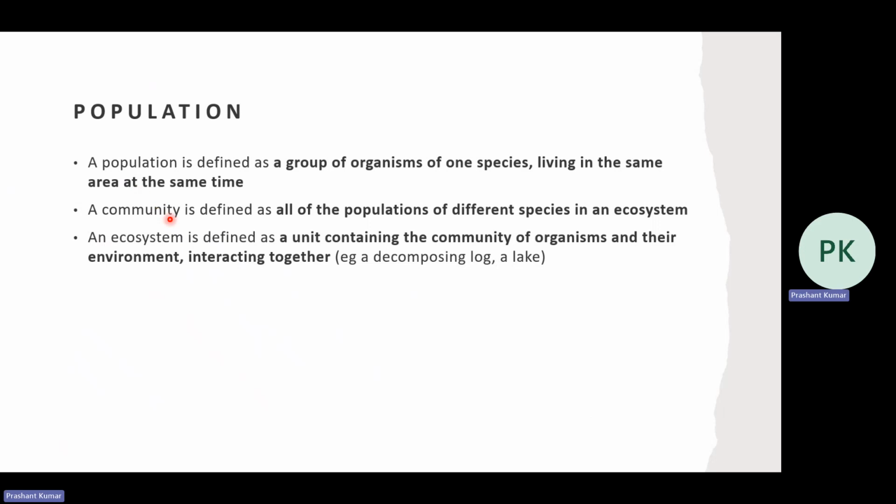What is a community? It is defined as all the populations of different species in an ecosystem. So they all are staying in one ecosystem. An ecosystem is defined as a unit containing the community of organisms and their environment, and they're interacting, right?